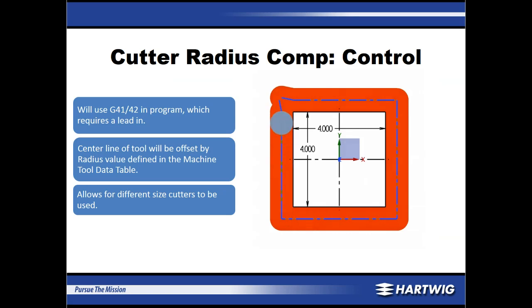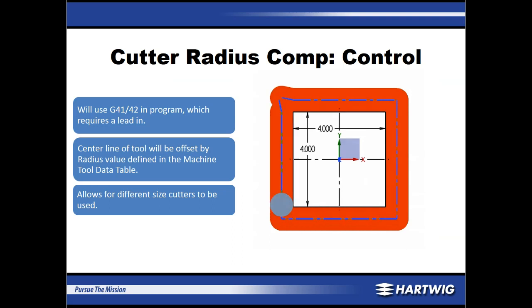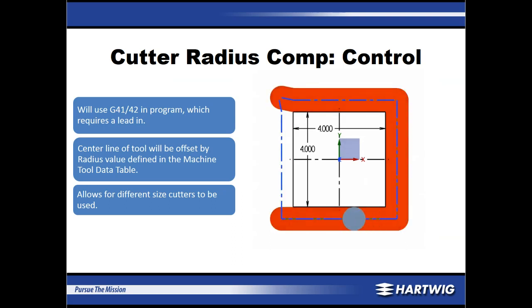One of the good things about this type of cutter comp is it allows for different size tools to be used. In some shops, they don't always have the exact size of the end mill that was specified by the programmer at the time it was programmed, and it's nice to be able to use the same program with different size tools.